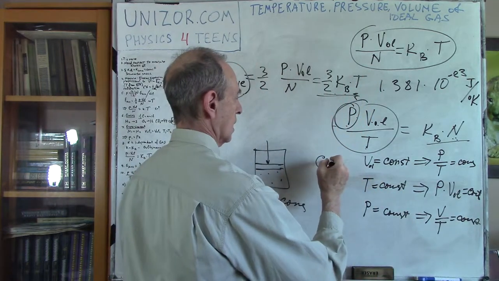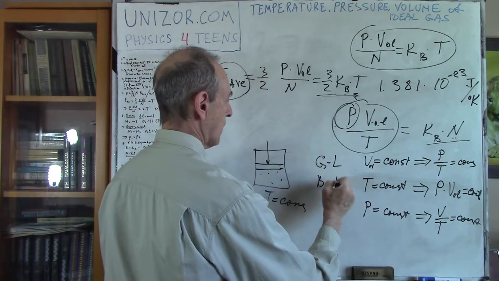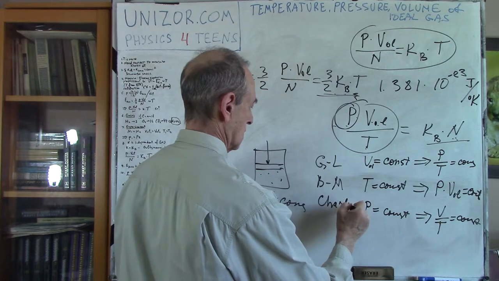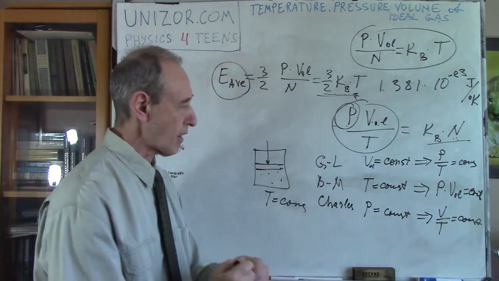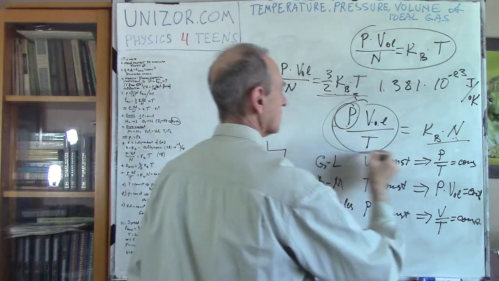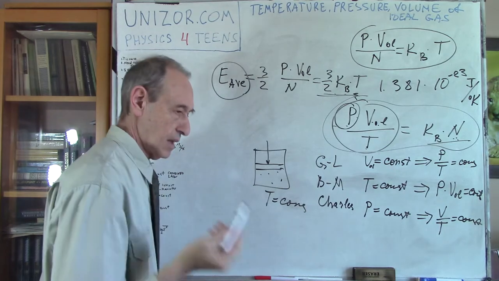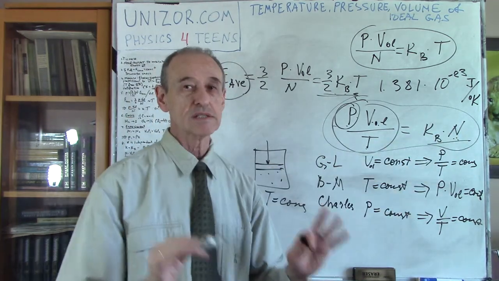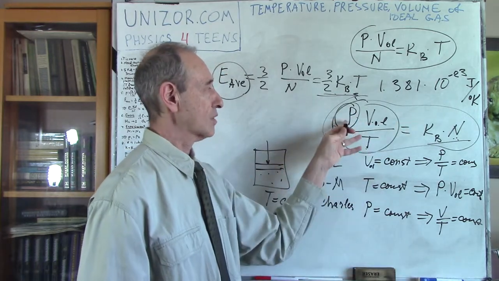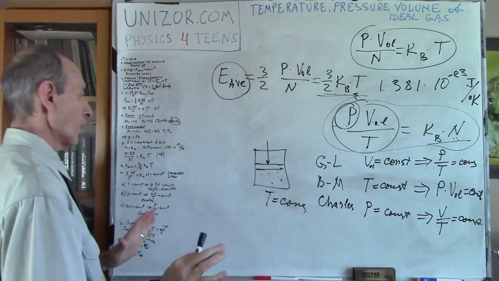So this is the Gay-Lussac law. Now, if temperature is constant, that's the Boyle-Mariotte law, and this is the Charles law. Each of these laws was discovered separately, and later on everything was combined into a combined law. The pressure times volume divided by temperature for a particular amount of gas is constant. You can change all three characteristics, by the way, but this product of P times volume divided by T should be constant. All right, so these are three laws.